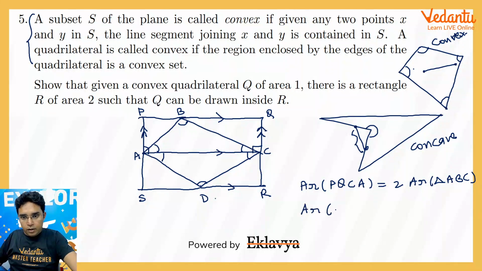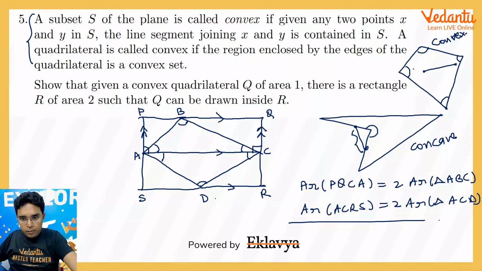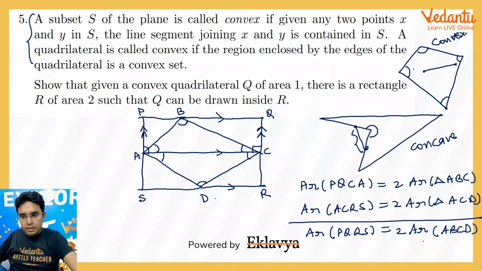Similarly, the area of rectangle ACRS is 2 times the area of triangle ACD. Now if we add both of them, we get the area of PQRS, and that is equal to 2 times the area of this quadrilateral ABCD. And this is 1, so this becomes equal to 2. So you can see that we can have a rectangle of area 2, so that this Q, that is quadrilateral Q, is drawn inside the R. So that is one of the cases.